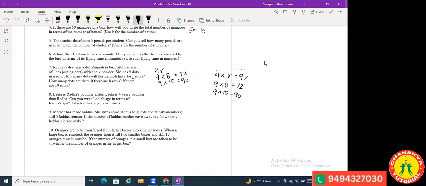Okay, question number 8. Leela is Radha's younger sister. Leela is 4 years younger than Radha. Can you write Leela's age in terms of Radha's age? Take Radha's age to be x years.